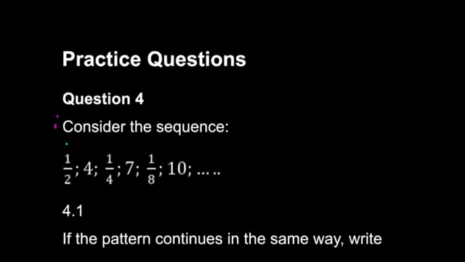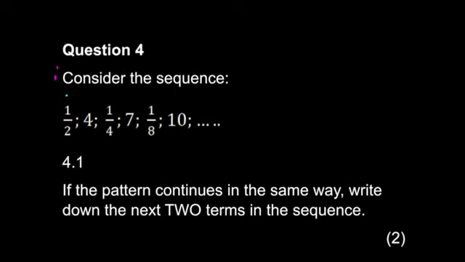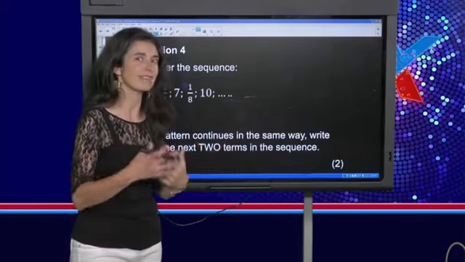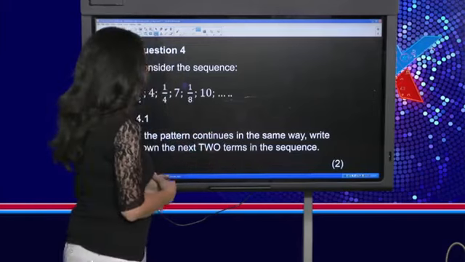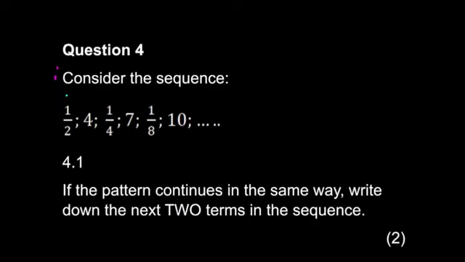Okay, then let's consider the sequence: a half, 4, a quarter, 7, an eighth, 10. As a mathematician, you should have picked out some patterns speaking to us. What are they? I can see that 4, 7, 10, the second, the fourth, and the sixth terms actually have a difference of 3, and I can see that a half, a quarter, an eighth is a geometric sequence where I'm multiplying by half all the time.